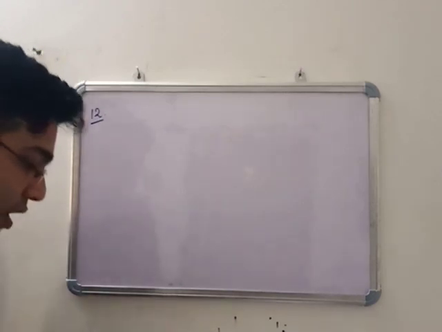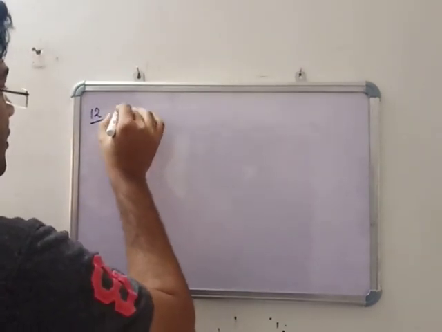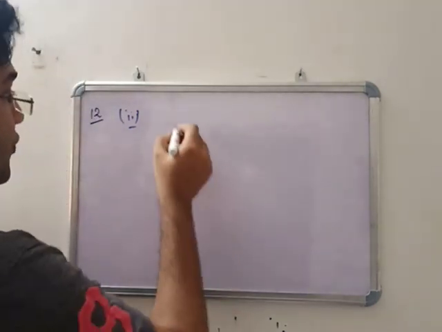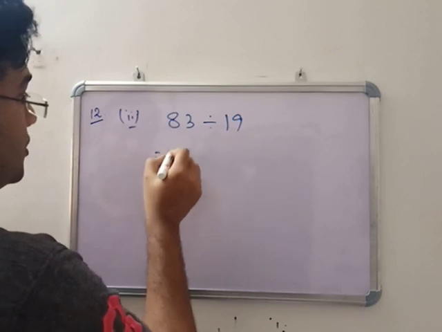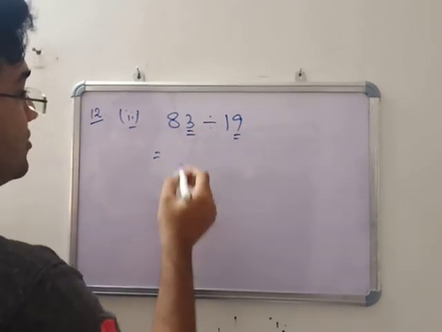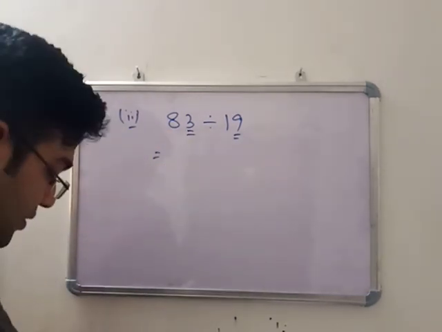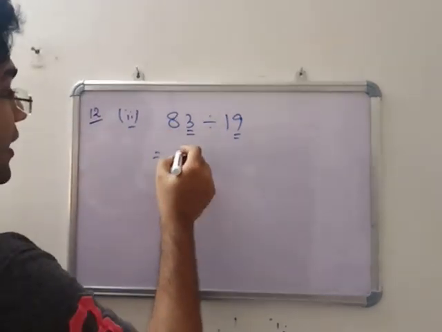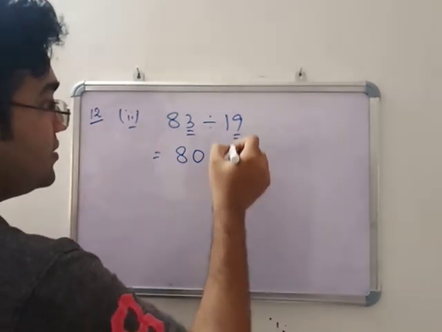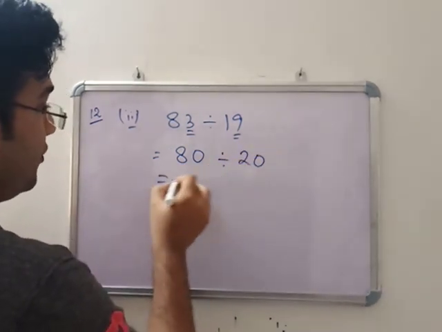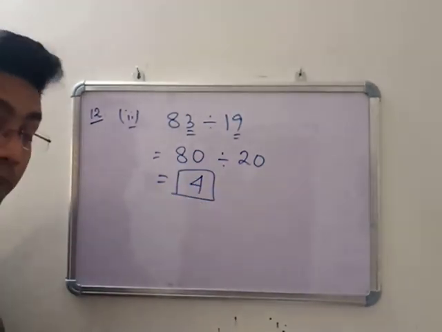And the last one, you have to divide, that is quotient. Number 2, 83 divided by 19. So 83 and 19 is there. So that means nearest to 80, and this is 20. So if we divide, we get 4 here. So this is 4, the answer.